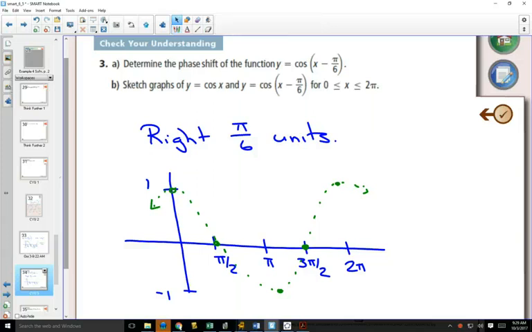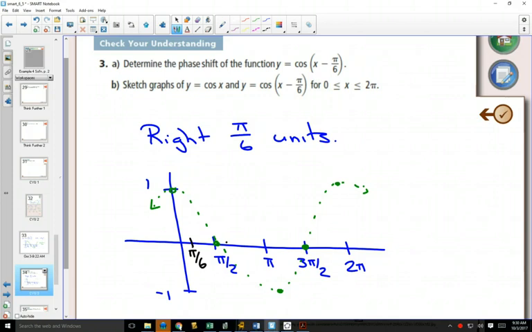Now, to graph cos of x minus pi over 6, once you've got your original graph of cos, you have to figure out where pi over 6 is on here. Well, if we think in degrees, pi over 6 is 30 degrees. Pi over 2 is 90 degrees. So 1/3 of the way towards pi over 2 would be pi over 6. And so we're going to take each of those tick marks that we originally drew, and shift everything over pi over 6 to the right.